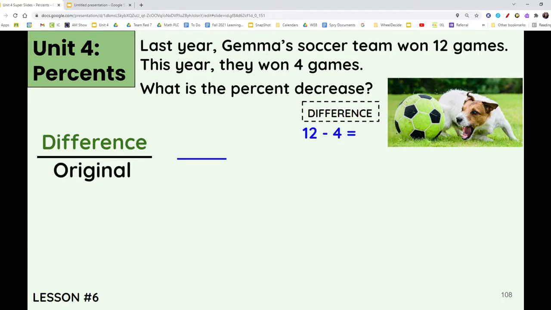All right, we should know that that is 8. So let's put 8 in the numerator. Okay, which one of these is the original amount? Which one came first in time? 12 games. So that is the denominator. Go ahead and do 8 divided by 12.